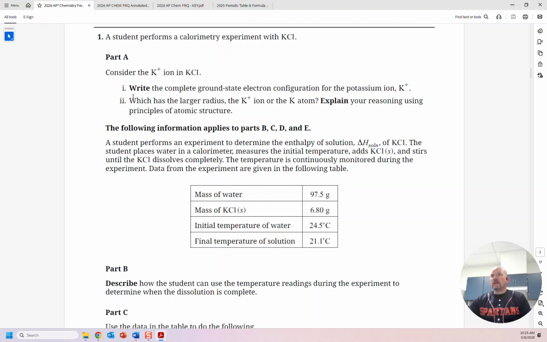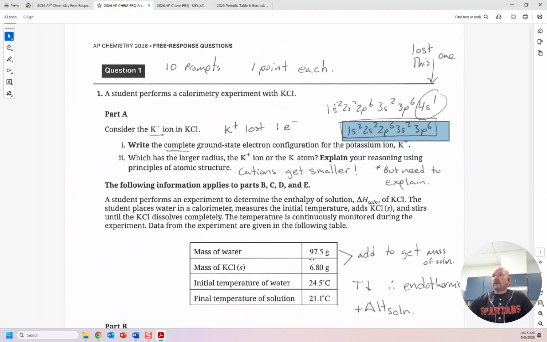So we go to the next one, and now this is just radius. We just need to know cations are smaller than neutral atoms, right? If I lose electrons, I get smaller. Now we got to explain it a little bit better. My notes are, hey, cations get smaller, but we're going to have to explain it. So we know what the answer is, right? We know that K plus would have a smaller radius than K. We just have to be able to explain it, right?